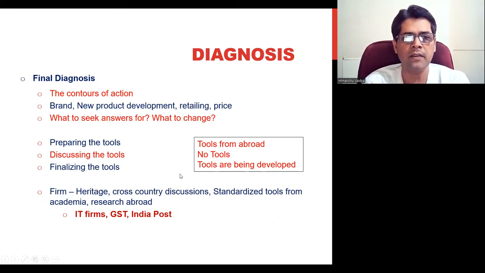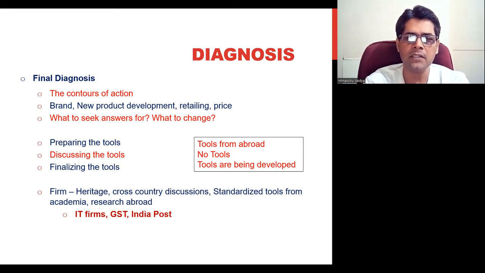Second phase of diagnosis, final diagnosis. In final diagnosis, the contours of action, what needs to be done, becomes very clear. If it is a brand management assignment, how to develop a brand or how to evaluate a brand is very clear. What to investigate? Are we investigating consumer adoption process in the brand? Are we investigating brand aesthetics, brand extension, brand architecture, brand comprehension, brand valuation? What we are trying to do is very clear, and therefore the action path becomes clear.